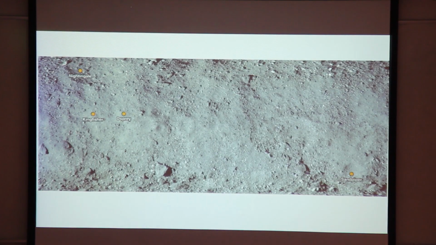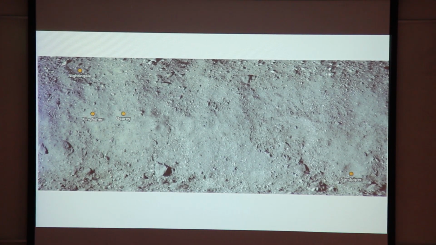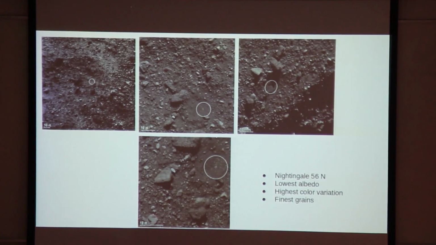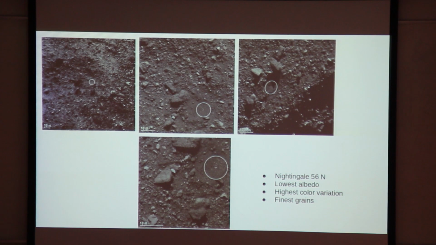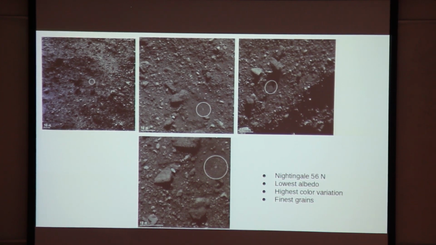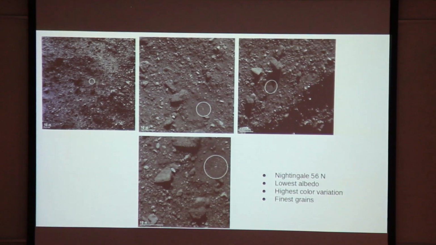So this is where they sampled the surface. And this is the first site, called Nightingale. There are several nicknames used in this context. And these are four different views of this site, with different observation and orientation conditions. It has the lowest albedo, and this site also happens to have the highest color variation and the finest grains present.